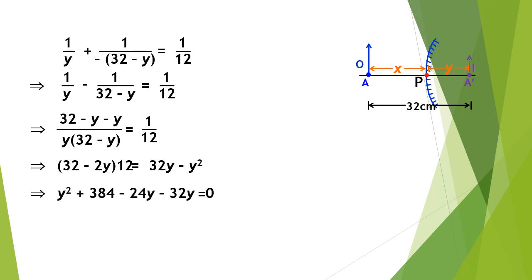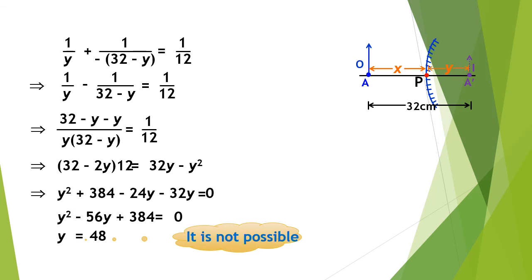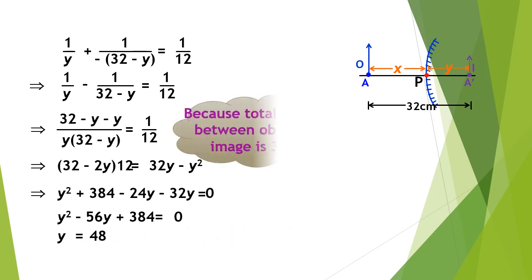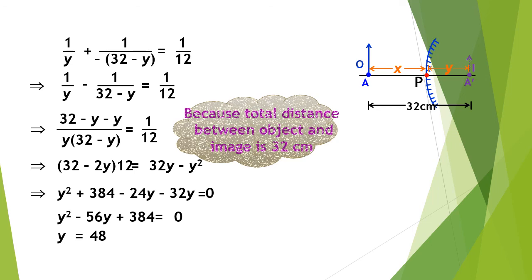So by simplifying, we are getting this answer as y square plus 384 minus 24y minus 32y. Y components are added up. So at final equation, we are getting y square minus 56y plus 384 is equal to 0. So this gives rise to y is equal to 48 by solving this quadratic equation. It is not possible, because the total distance between the object and image is 32 centimeter.